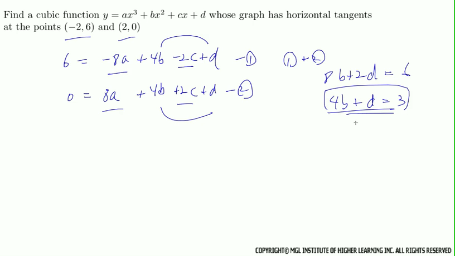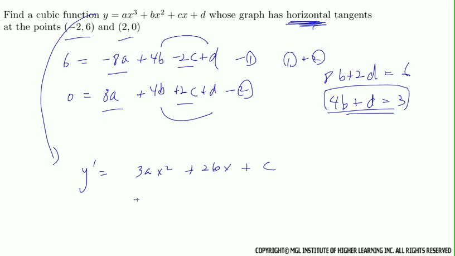Now we still clearly need more information to find out these variables. So where do we get them from? We get the other 2 conditions from doing the derivative. So this is going to be 3ax squared plus 2bx plus c. In here, they also tell us the slope is horizontal, so it's 0. If I plug in negative 2, that's going to give you 12a minus 4b plus c. This is going to equal 0.